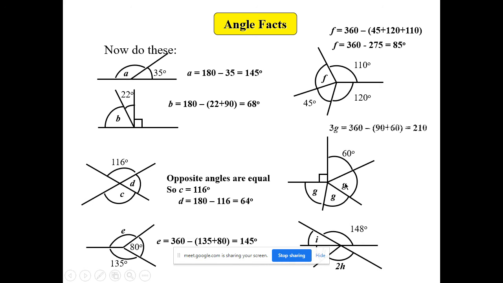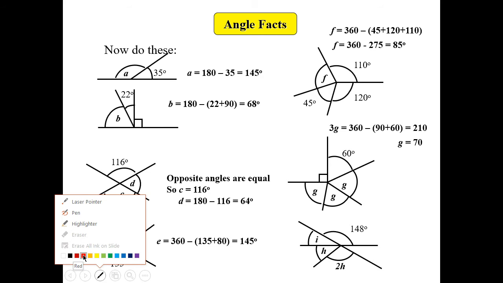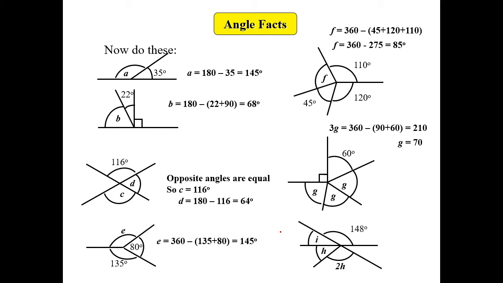These we have already done. G is coming 70. You agree or not? Yes. Okay. Then I and H are remaining. I think I is 32 degrees. I is 32 degrees, you're saying. And what about H?